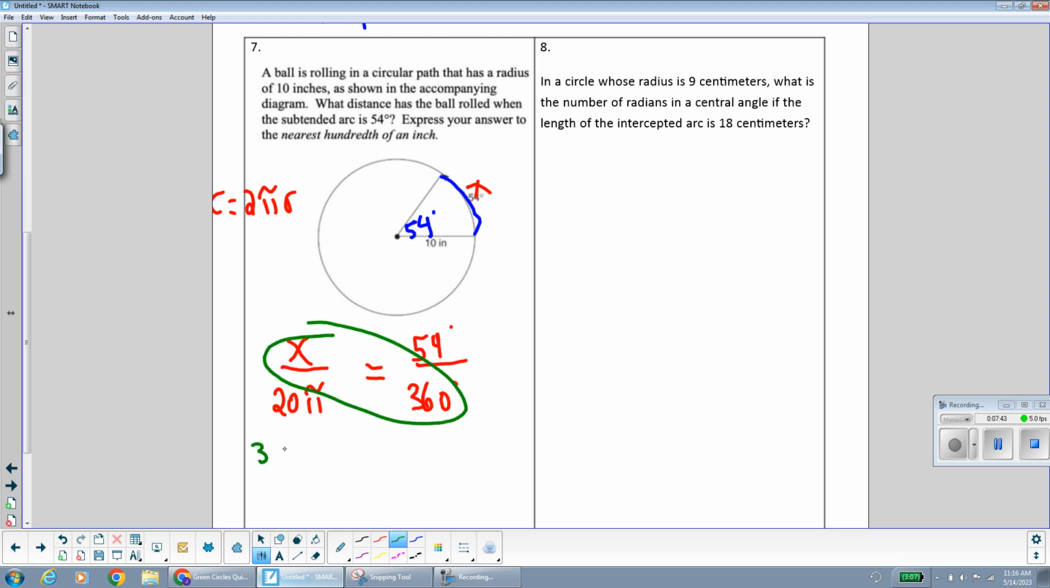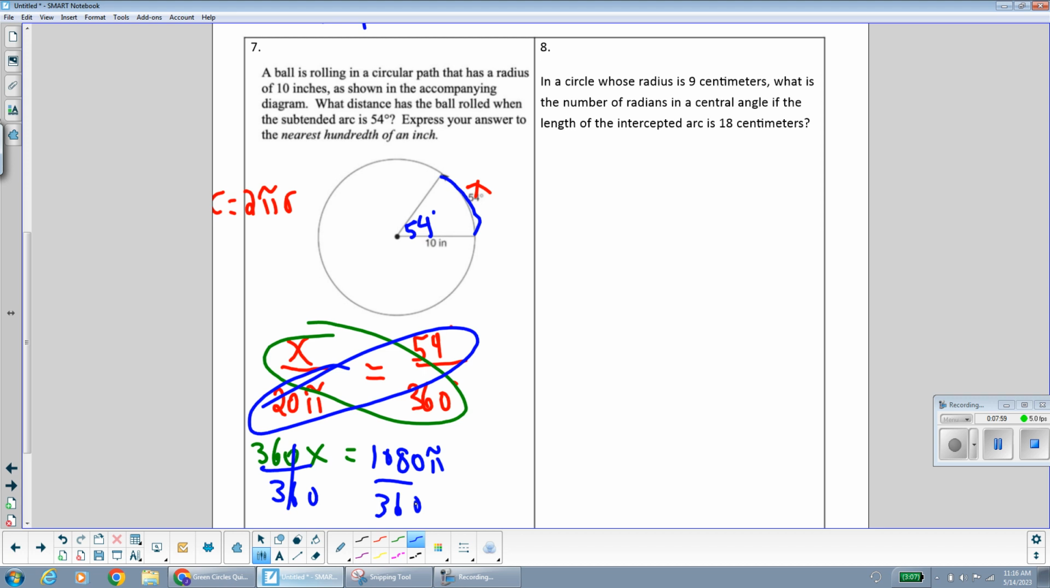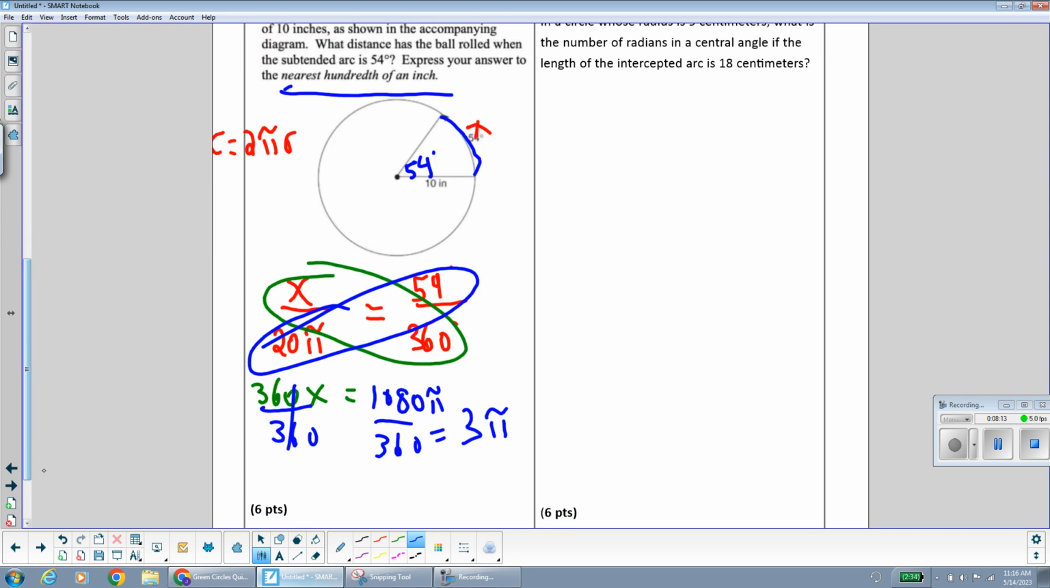From here, just cross multiply. 360x is equal to, let me type this into my calculator, 54 times 20, 1080 pi. And then just divide both sides by 360. Divide by 360. And I do want to put the pi button into my calculator. So this is 3 pi. But push the pi button into your calculator times pi, because the question does say to round to the nearest hundredth. That's 2 decimal places. So the arc length is approximately 9.43 inches, rounded to the nearest hundredth.